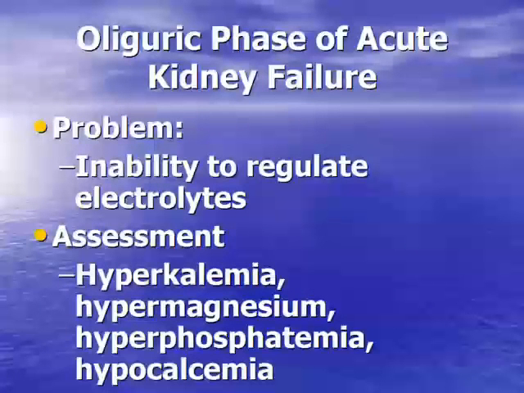The problem that they have in this oliguric phase is they can't regulate their electrolytes, and upon assessment, you'll notice that these patients have elevated potassium levels, elevated magnesium, elevated phosphate, and low calcium levels.